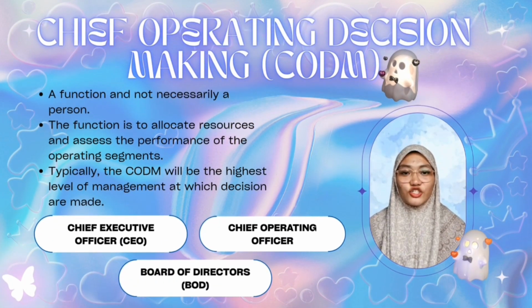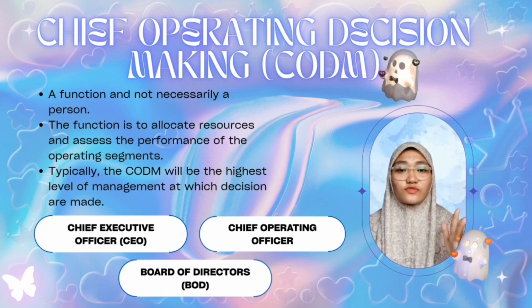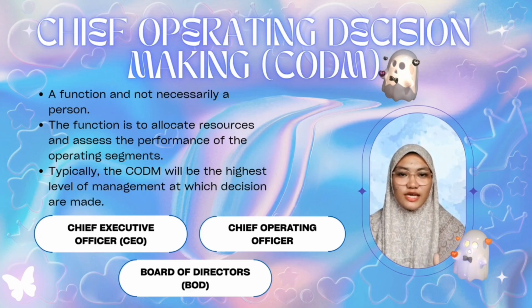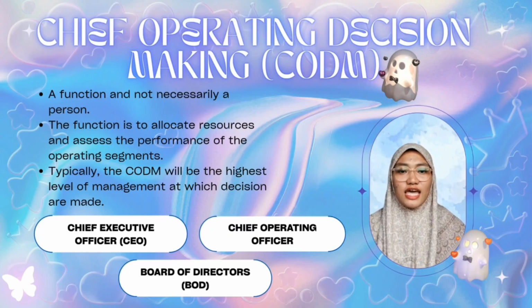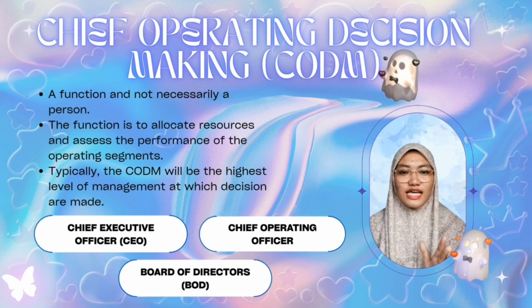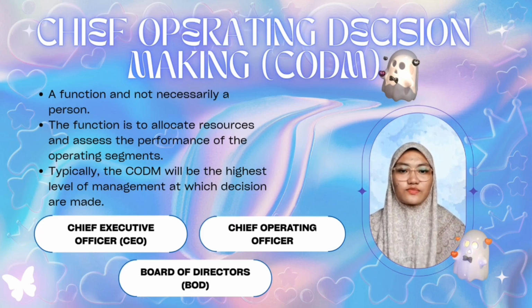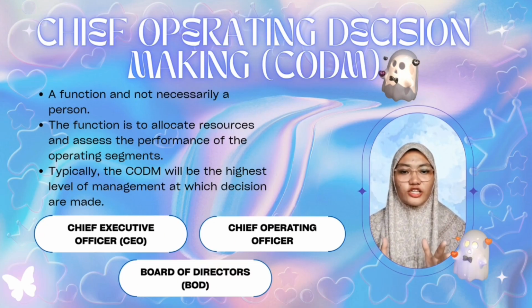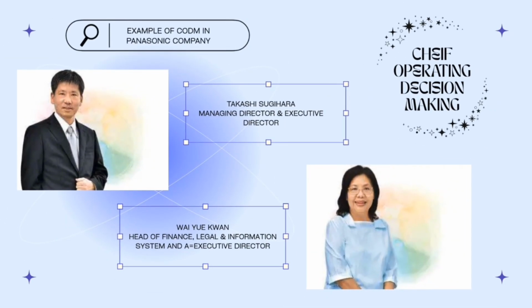However, entities should challenge their identification of the entire board as fulfilling the role of the CODM, where such a board has both executive and non-executive directors, as the focus of FAR570 is to report the management information that is used to make operating decisions concerning the allocation of resources as well as monitoring performance. It seems to contradict what the role of a non-executive director is from a corporate governance perspective. So, this is an example of CODM in Panasonic company.